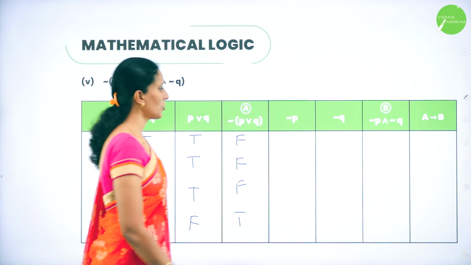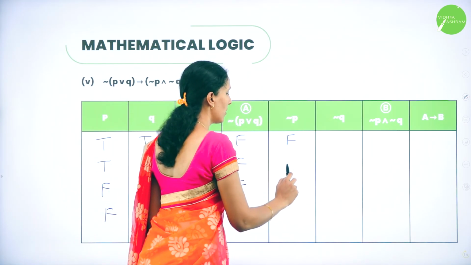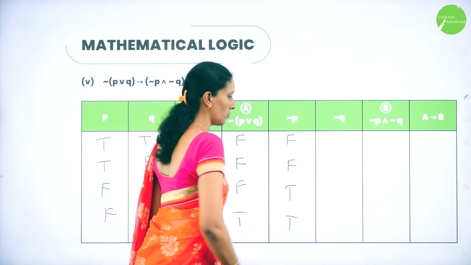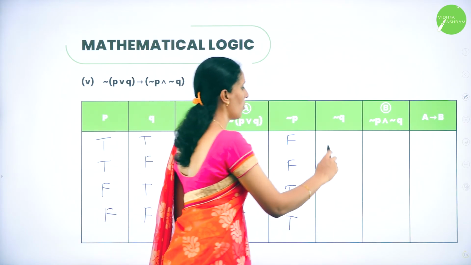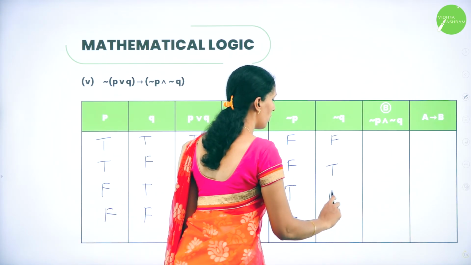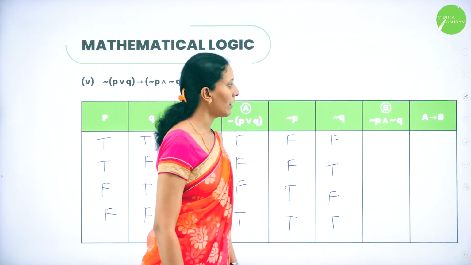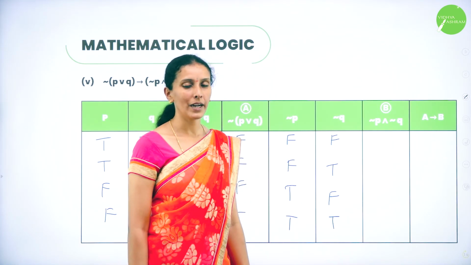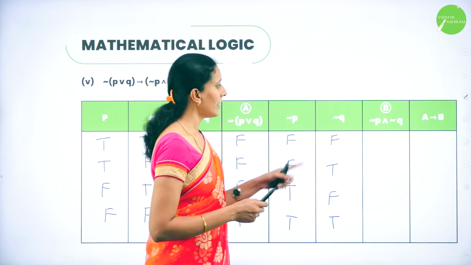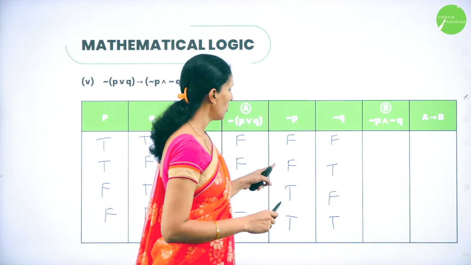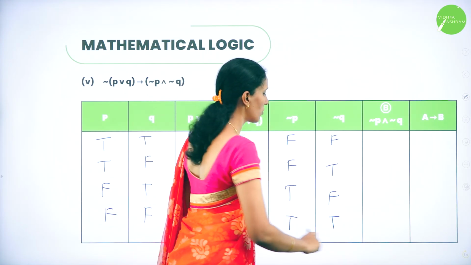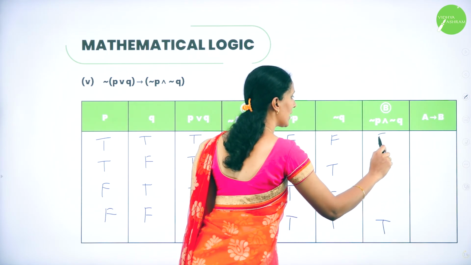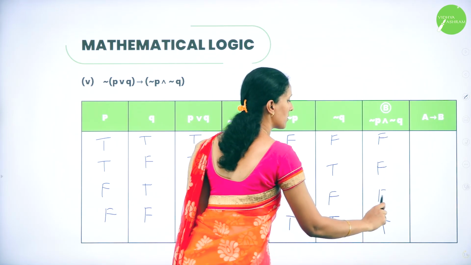Next, we'll take negation of P. So false, false, true, true. Negation of Q is false, true, false, true. Next, we will take the conjunction of negation P and negation Q. And is true when both are true. So find the cases where both are true. The last case. In all the other cases, it is false.